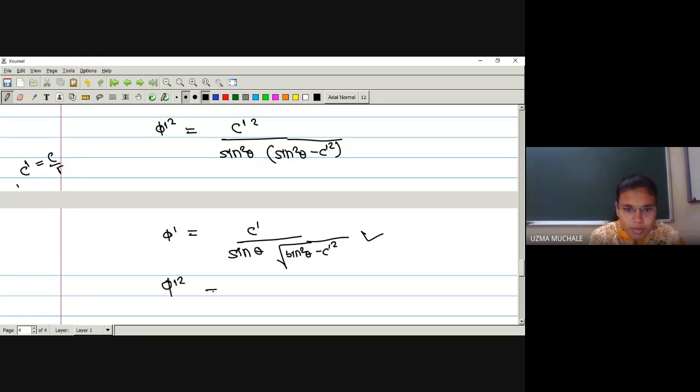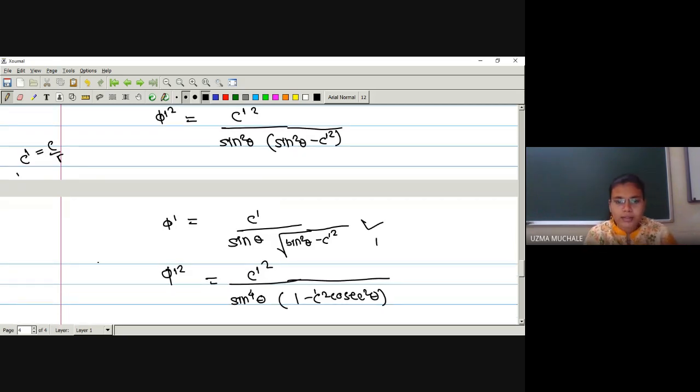So this will be phi dash square equals c dash square sine square theta. And if I take sine square theta common again, it will be sine raised to 4 theta, right? So here we will get 1 minus c dash square, and here we will get 1 upon sine square theta. That I can write as cosec square theta, right? From this step.